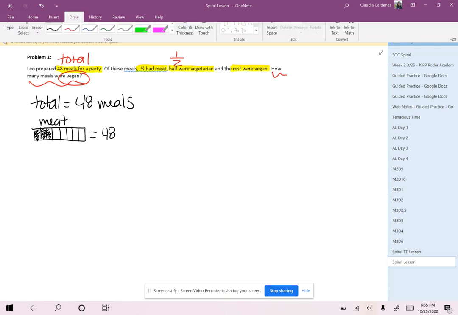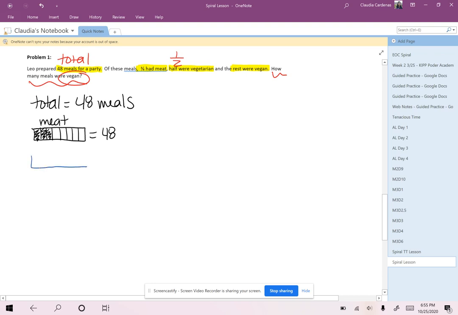Then half of them were vegetarian, so let me draw that out. Same size, but now out of 2. And this is the vegetarian group, still out of a 48 total. And then the rest were vegan. We don't know how many are vegan, question mark, but we do know the total is still 48. They want to know how many meals were vegan, so we're trying to find this question mark, or we could say V for vegan, our variable.